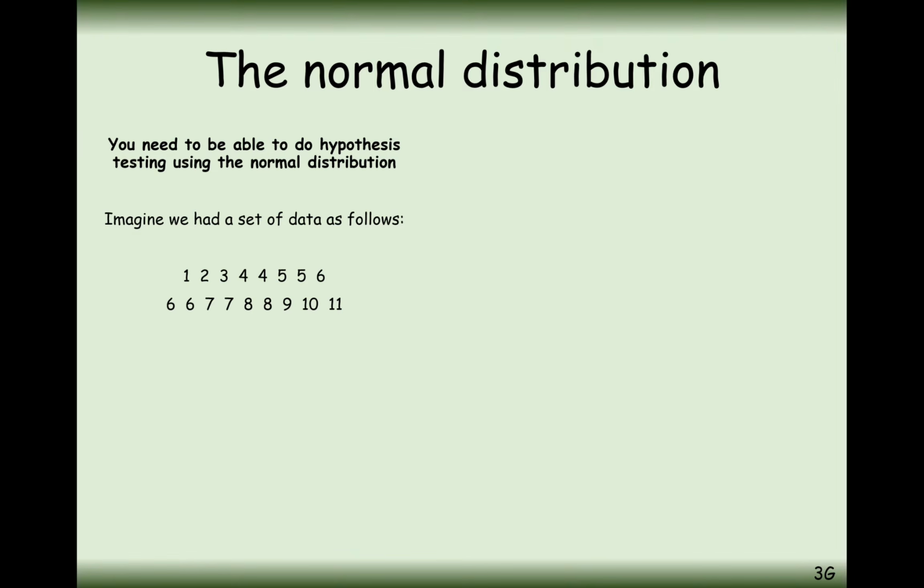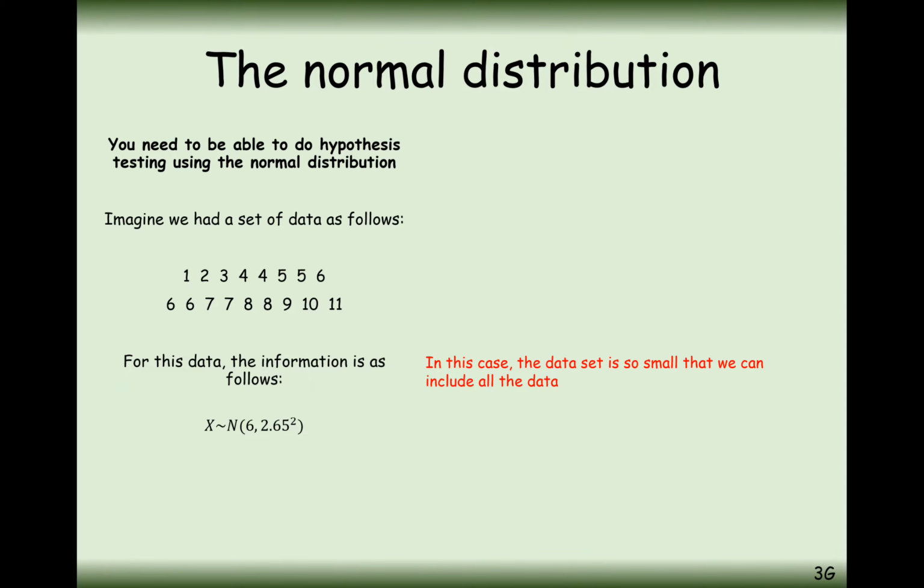So imagine that we had the set of data that goes as follows: 1, 2, 3, 4, 4, 5, 5, 6, 6, 6, 7, 7, 8, 8, 9, 10 and 11. For this data the information is as follows. It's normally distributed with a mean of 6 and a standard deviation of 2.65. So that's the summary data for this data set.